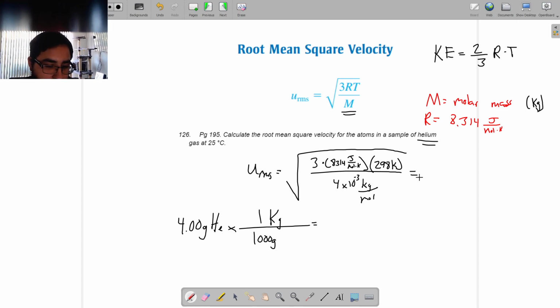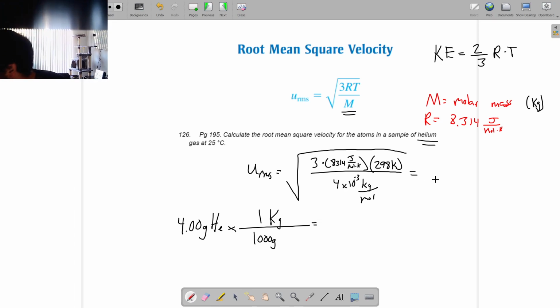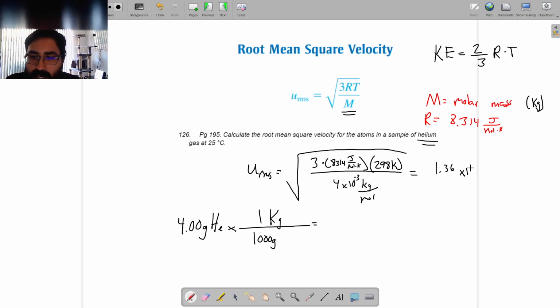Well, whatever. The answer you end up getting is 1.36 times 10 to the third. And the units are meters per second because it's a velocity. Root mean square velocity is a velocity.